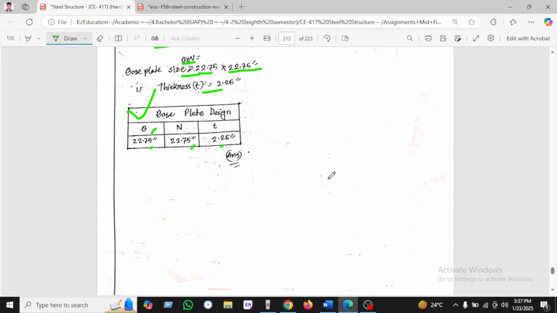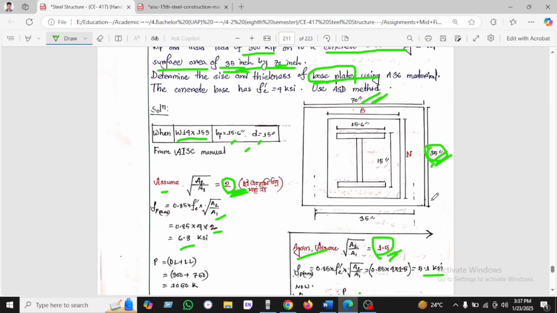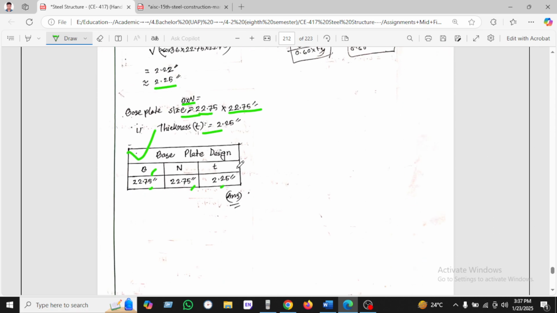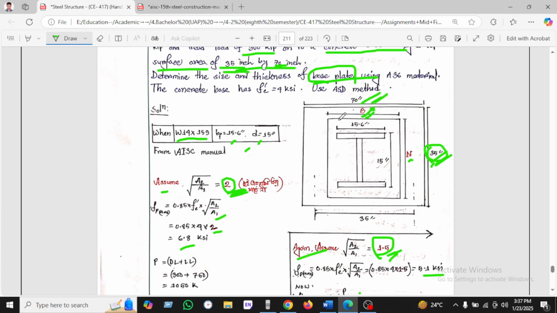So this is what we have found: B will be 22.75 and N equal to 22.75, and thickness we have taken 2.25. So if we shade the lines, this will be the base plate. On the other hand, we can see the 70 into 35 is the footing dimension, so we cannot change this.